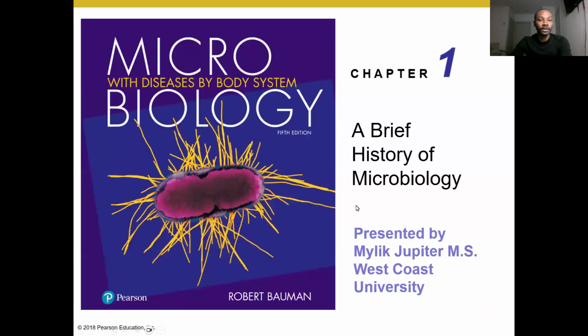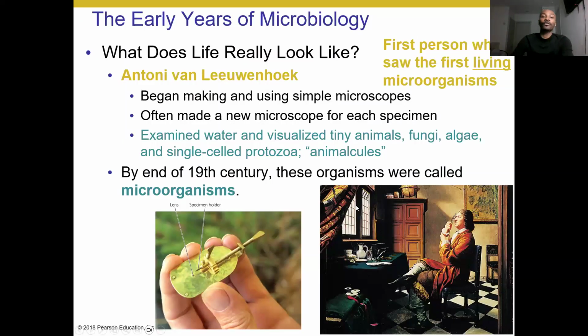So when we're looking at chapter 1, remember it was Antony van Leeuwenhoek. He was the first person who saw microorganisms under a microscope and actually recorded it. He began making and using simple microscopes, often making a new microscope for each specimen. He examined water and visualized tiny animals, fungi and algae, and he called them animalcules. By the end of the 19th century, these organisms were called microorganisms. But remember, he was the first person who saw the first living organisms.